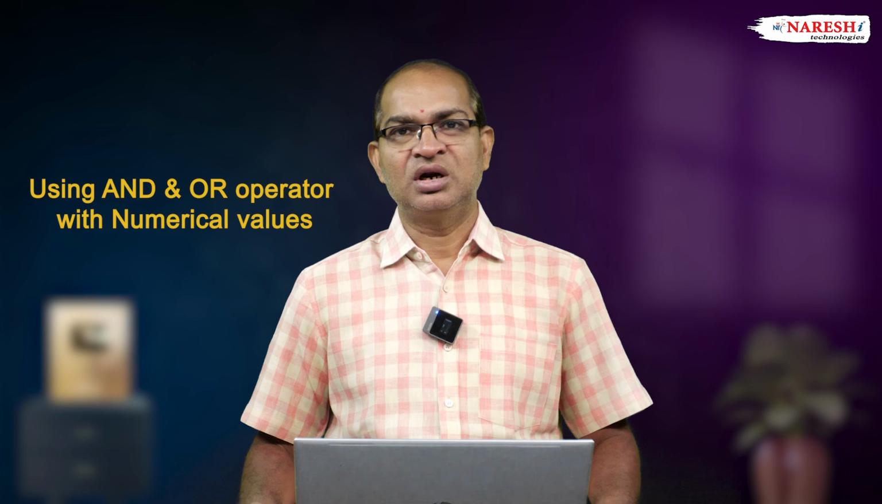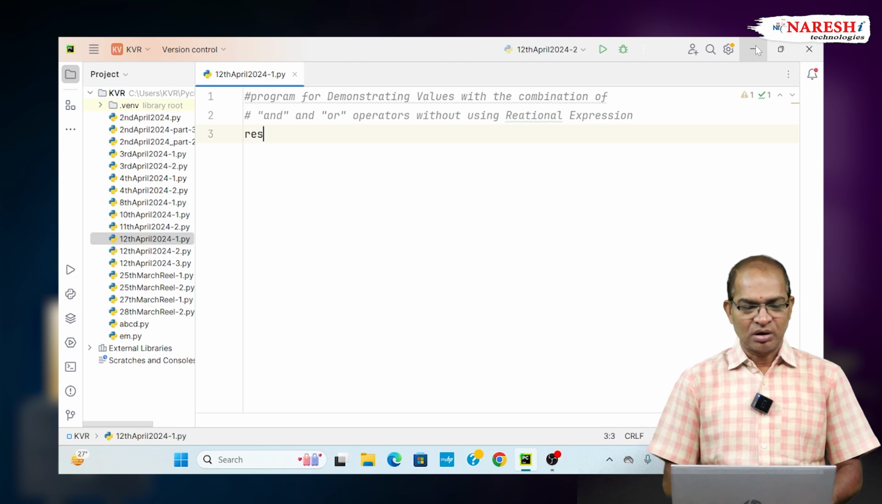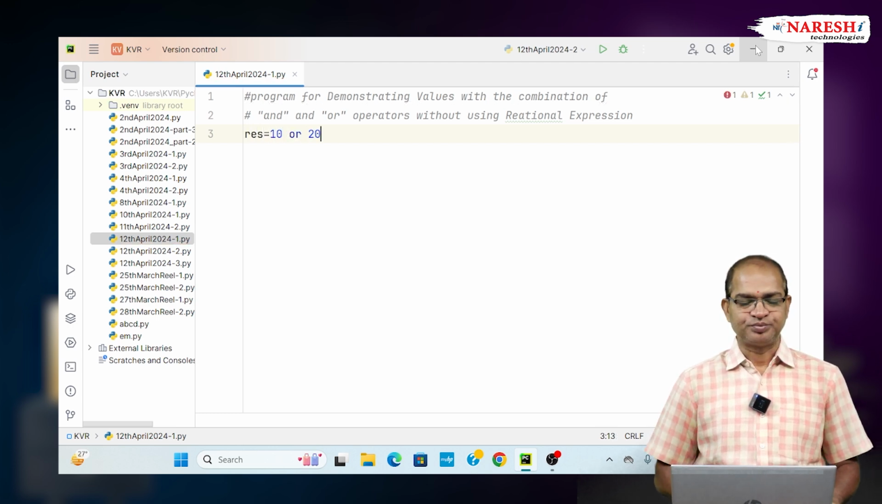The most important coding segment in Python is using and or operator without using relational expressions. That is, we are using and or operators only with the numerical values. Let us consider the following code. res = 10 or 20.